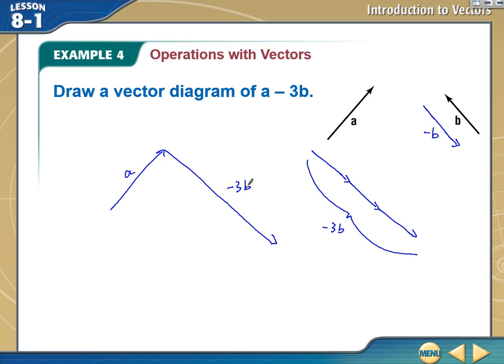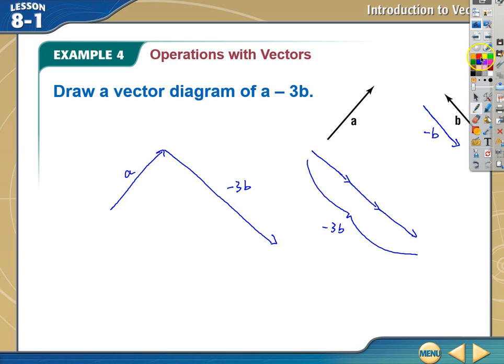And then when I put my resultant vector in, this right here gets joined together, close enough for both. And this right here, that's my a minus 3b. And there's my vector diagram of a minus 3b.